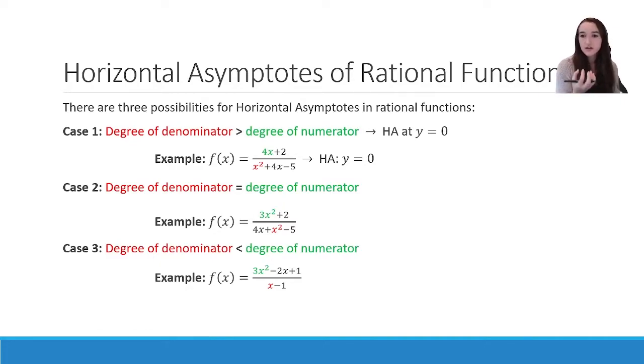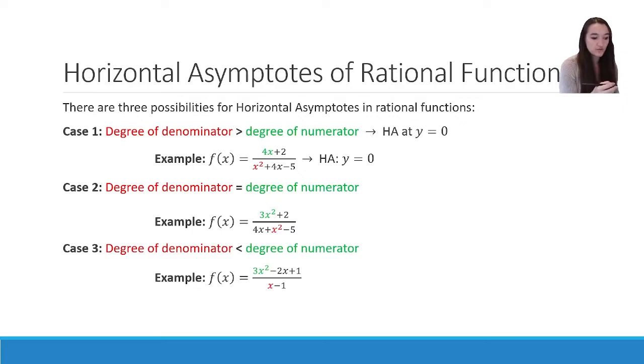This is because my denominator sort of dwarfs my numerator to such an extent that, just like 1 over x, we end up getting these really large numbers on the bottom while the top is still small. So we get closer and closer to 0, just like 1 over x did.